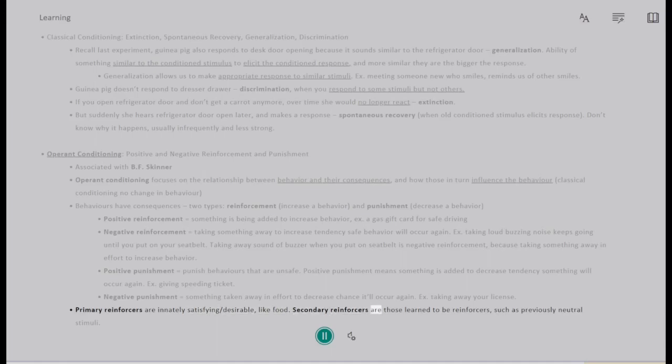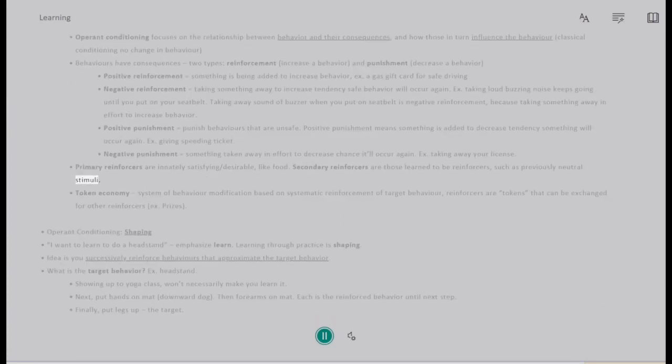Secondary reinforcers are those learned to be reinforcers, such as previously neutral stimuli. A token economy is a system of behavior modification based on systematic reinforcement of a target behavior. The reinforcers are tokens that can be exchanged for other reinforcers, like prizes.